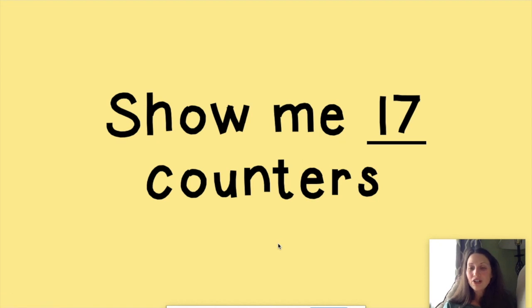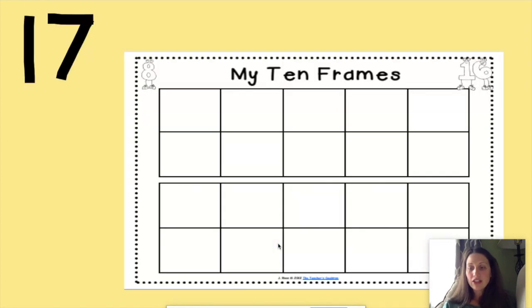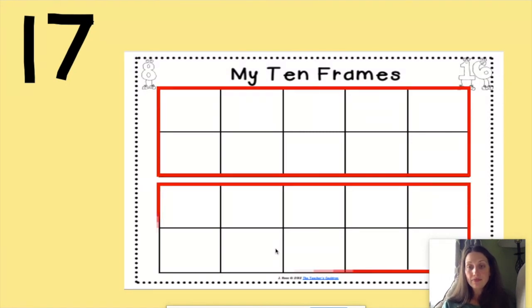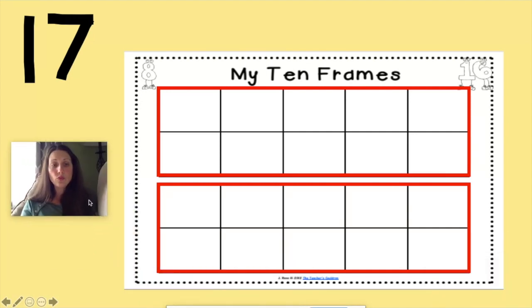Now, it's important to know what 17 looks like when we're using counters. So let's take a look at 17 counters. To show you the 17 counters, I'm going to use 2 tens frames. Here's my first tens frame and my second tens frame. And I'm going to add the counters one at a time, and we are going to count them.